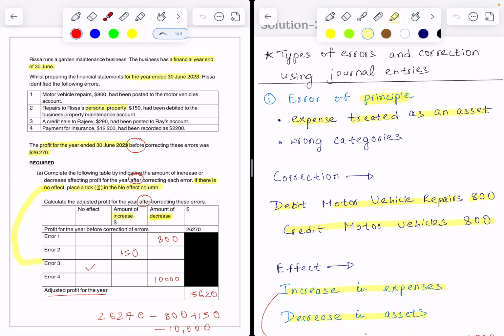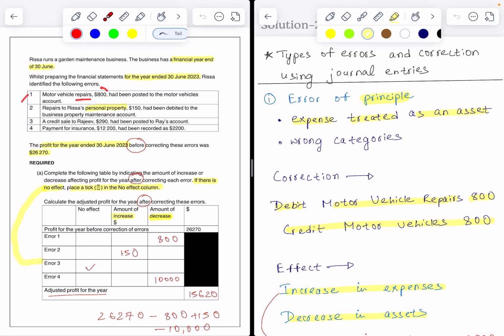So you can see we are given the profit before the correction of these errors, which is $26,270, and the requirement in part A is to correct these errors and then mention whether the profit is going to decrease or increase or have no effect after these corrections are done. All right, so let's look into the first error which we have got.